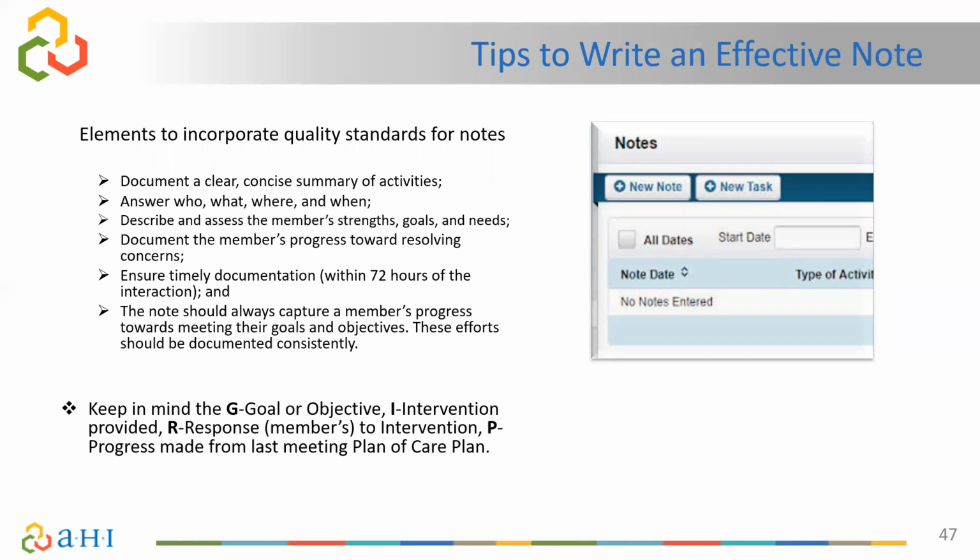And then that note should always capture the person's progress towards meeting their goals and objectives. So those efforts should be really a consistent flow of documentation to show that progression, to show that journey towards that goal, any challenges or obstacles along the way. And then I have a note at the bottom, just keep in mind the goal or objective, the intervention provided, the response to the intervention, and then the progress made from the last meeting of the care plan.